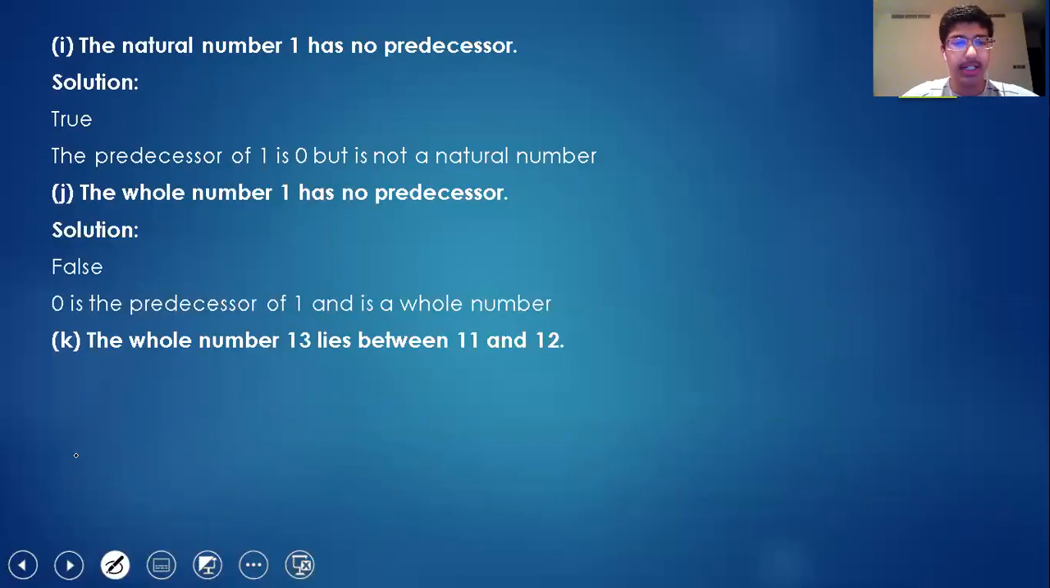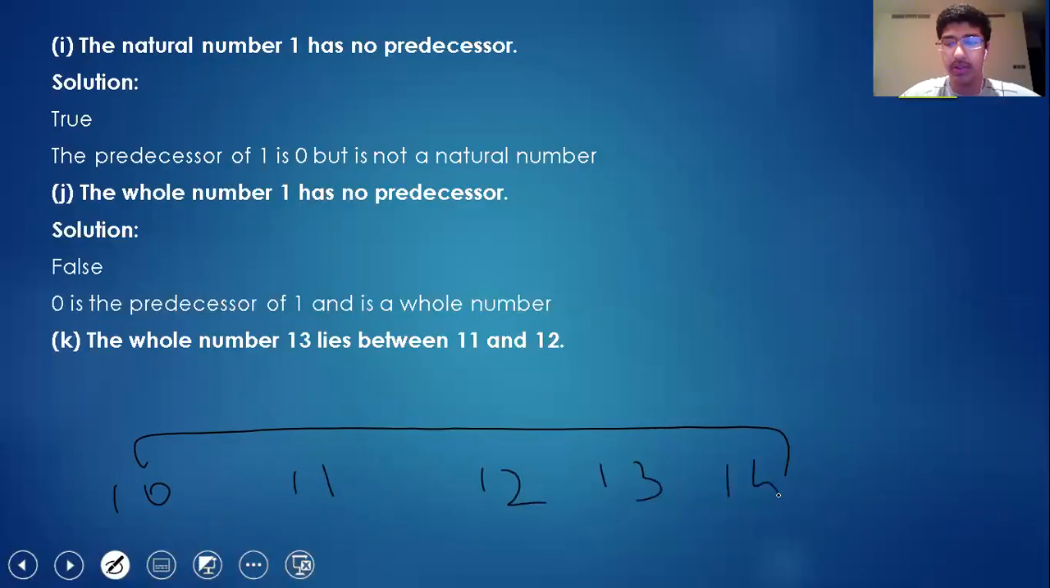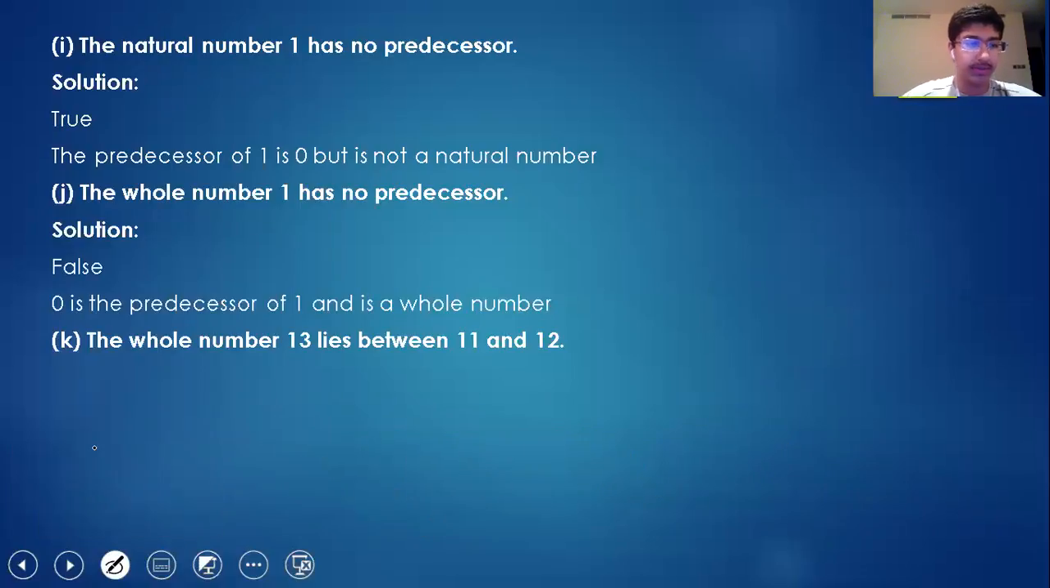The whole number 13 lies between 11 and 12. If you take a number line, 10, 11, 12, 13, 14, and so on, correct? Does 13 lie in between 11 and 12? No. So this statement is obviously false.